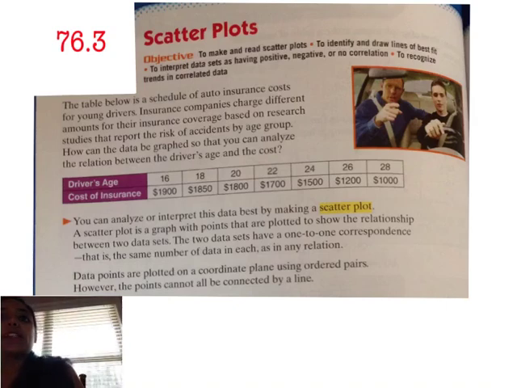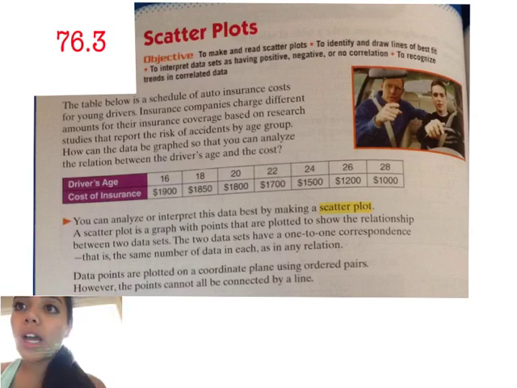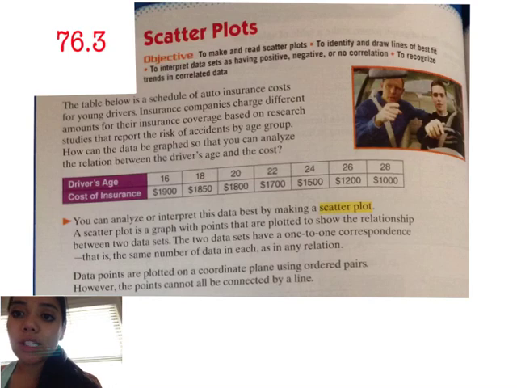Okay, so this is chapter 6, lesson 3. You should be in 7th grade if you're watching this. So scatter plots. Your objective is to make and read scatter plots, to identify and draw lines of best fit, to interpret data sets as having positive, negative, no correlation, and to recognize trends in correlation data.